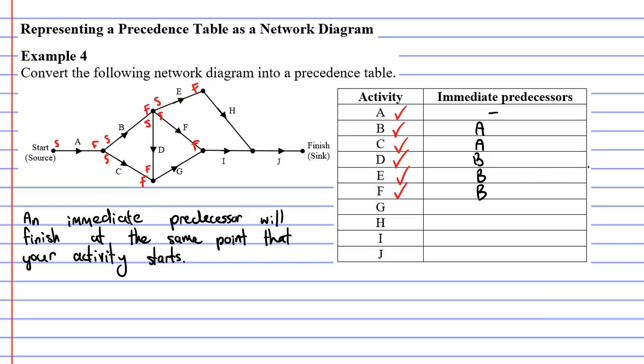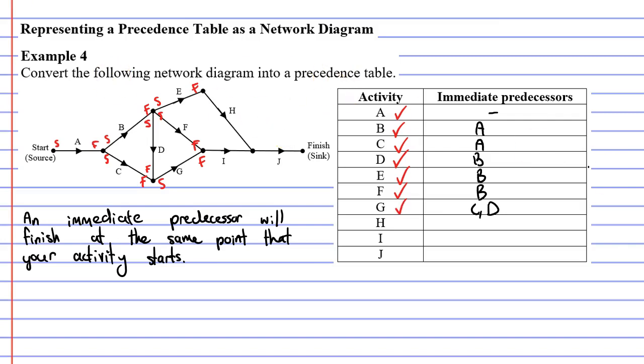Let's now look at activity G this time. So where does this activity start and finish? It starts at the left and finishes at the right. And when we look at this starting vertex, there are two edges that finish at this point. Edge C and edge D finish here. So these are the immediate predecessors for activity G.